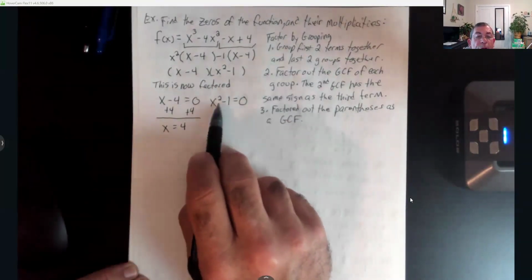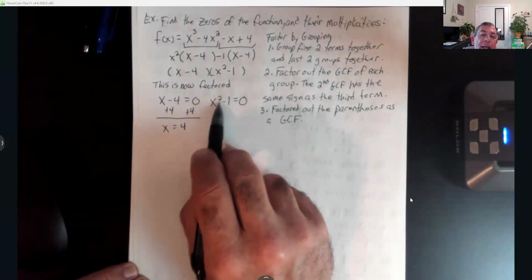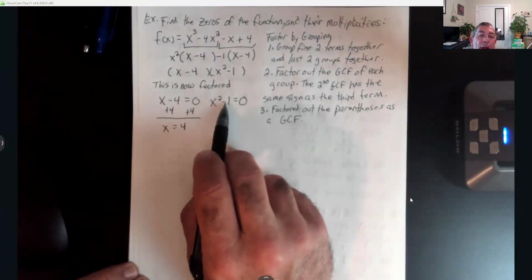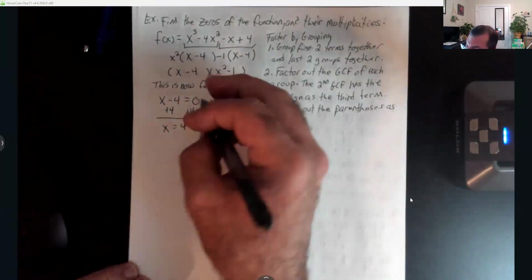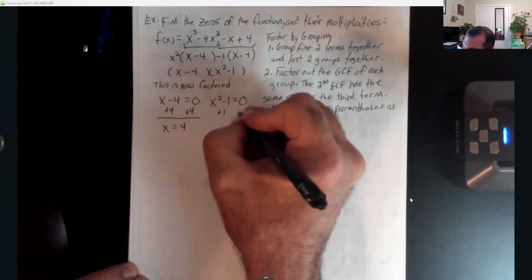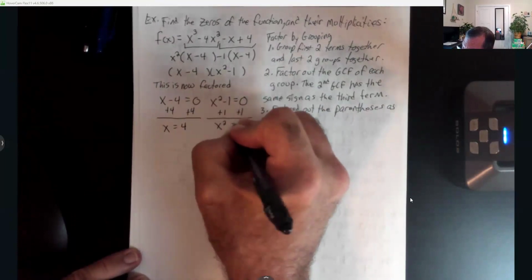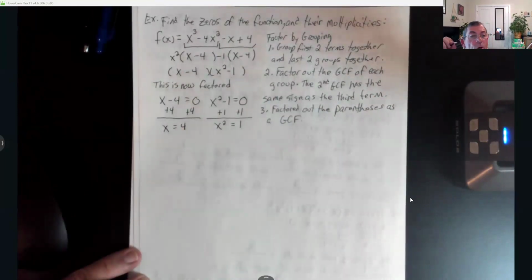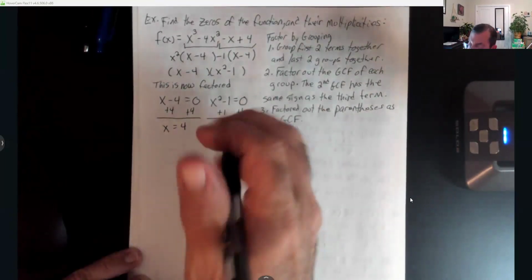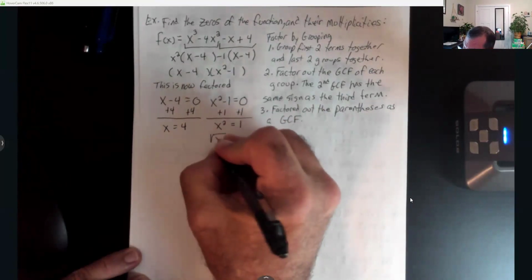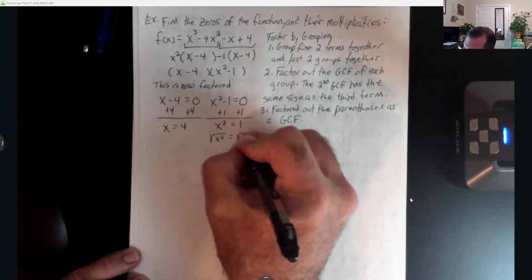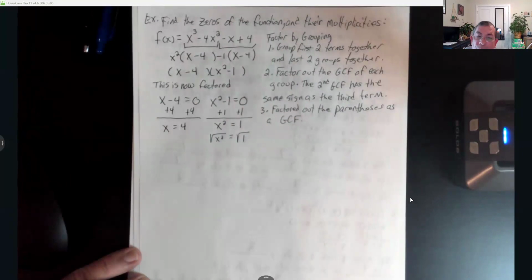Now on this one, I'm going to show y'all another trick. When you got an x squared and a number, I can solve them by doing square roots. So I'm going to add 1 to both sides. I get x squared equals 1. And then to solve this, I'm going to take square roots of both sides. But y'all remember this.